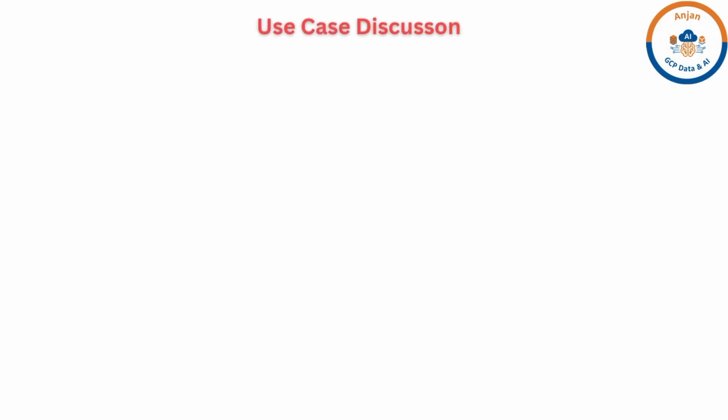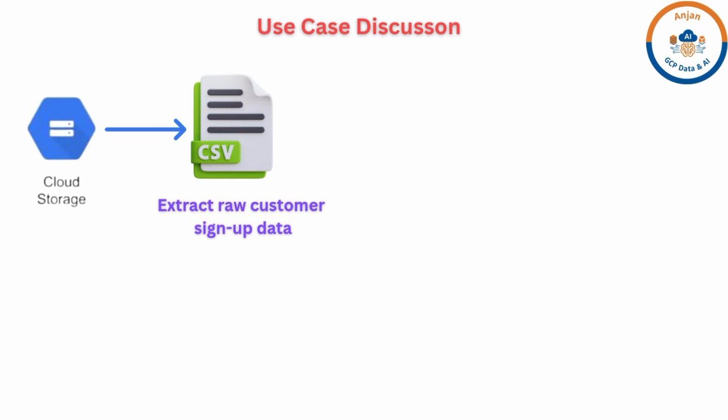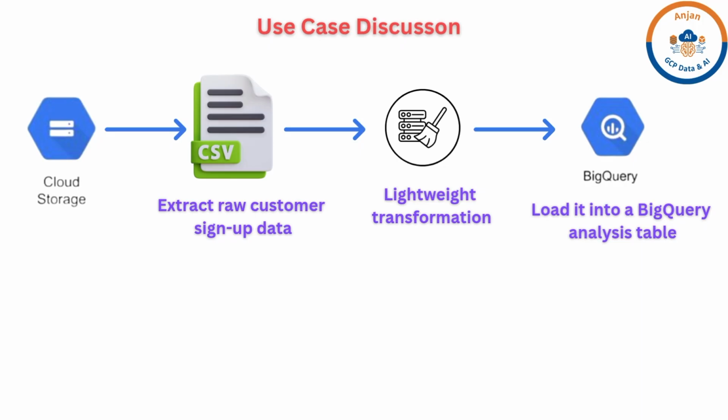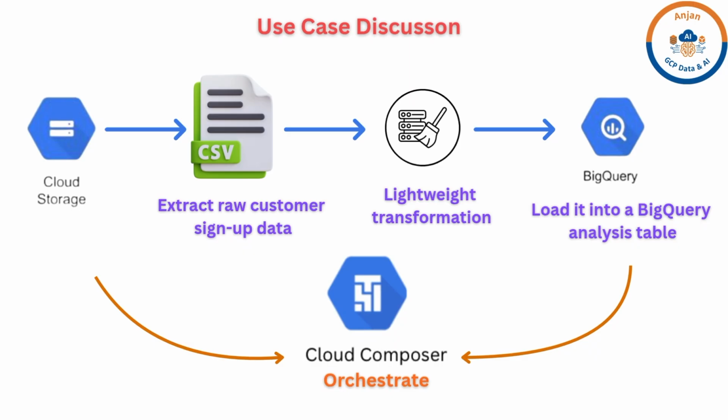Now it's time to put this setup into action with a simple demo use case. Here is what we are going to build. We will extract raw customer sign-up data from a Cloud Storage CSV file, perform a lightweight transformation to clean and structure the data, and finally load it into a BigQuery analysis table, which can be further used by downstream systems for analytics and reporting. So let's dive in and see how we can orchestrate the end-to-end ETL workflow using Google Cloud Composer and Airflow.